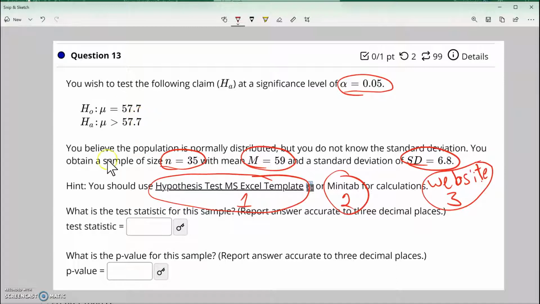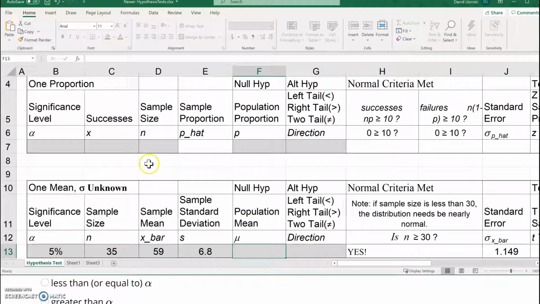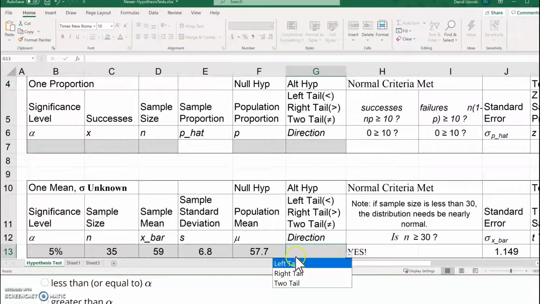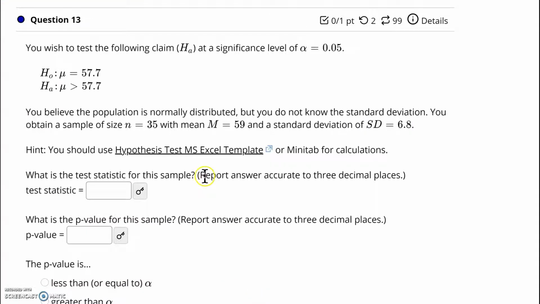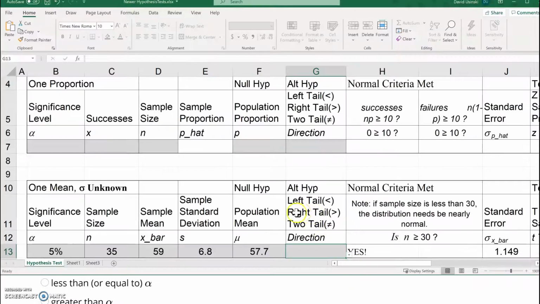Okay, then the next thing I need to know is what the null hypothesis was. In this case, I'm testing all this information against a null of 57.7. The key then is to know which direction it is. On my template, there's a drop-down menu to the right so we can figure out if it's left tail, right tail, or two tail. Let's see what it was in the question. The question states that it is right tail because it's greater than. I have all that coded in here. See how right tail has the greater than sign with it? So let's do right tail.